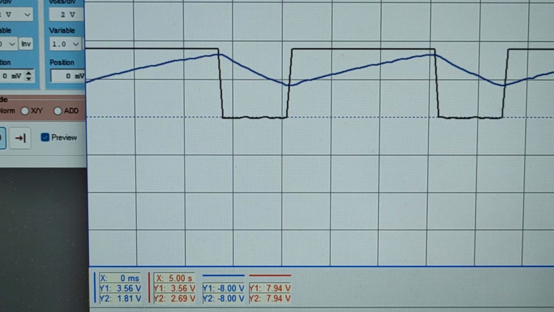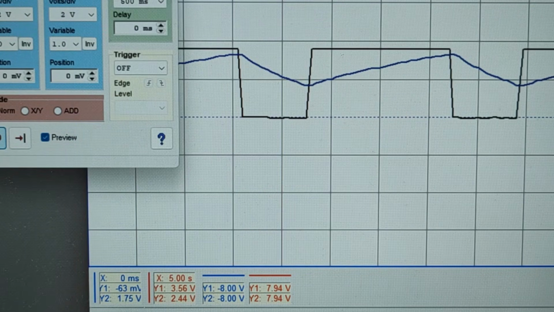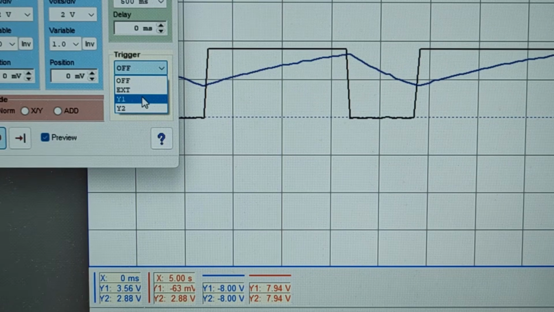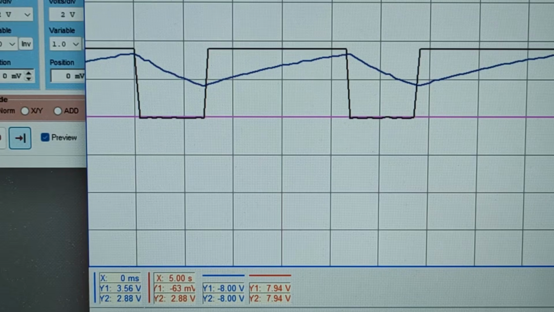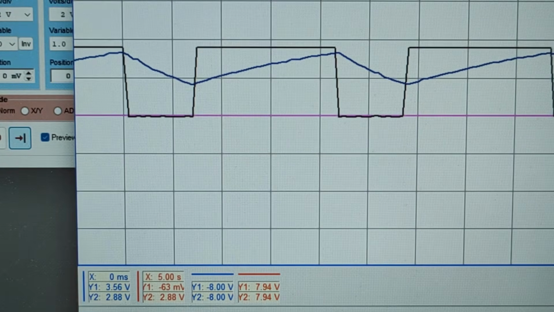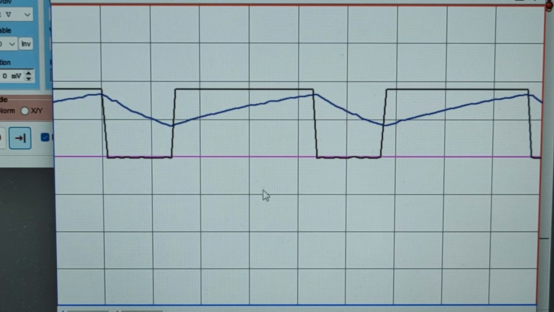Now, based on our theoretical discussion, let me put this one first. Let me make it one sweep. I'll set this one to Y1 trigger, and I'll make it just one sweep. So that's it again. According to our theoretical discussion, you could actually see it here. It's very clear here.